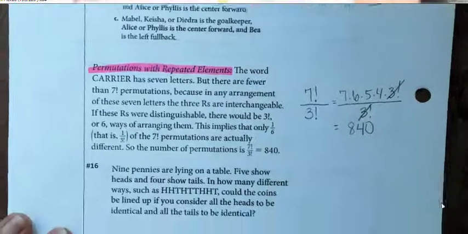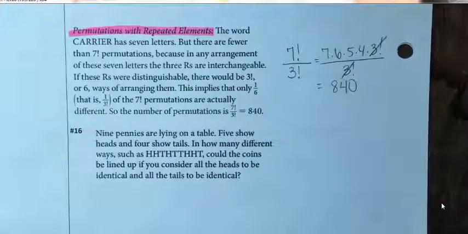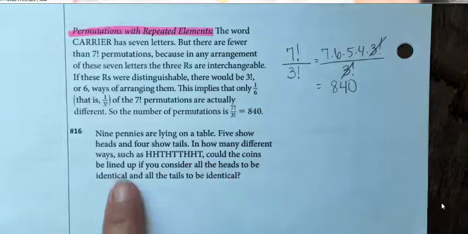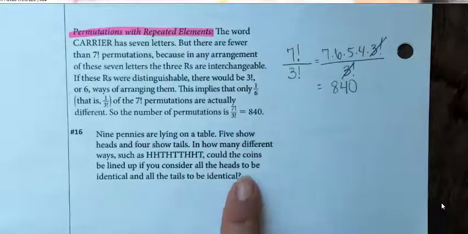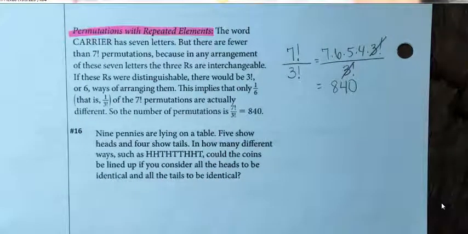Okay, so let's do another one of those. This is number 16 from your textbook. You have 9 pennies lying on a table. 5 show heads and 4 show tails. Do we know which penny is showing heads and tails? We don't. So in how many different ways, such as this, could the coins be lined up if you consider all the heads to be identical and all the tails to be identical? So it doesn't matter which penny has heads, right?